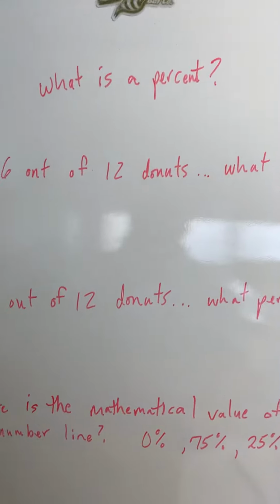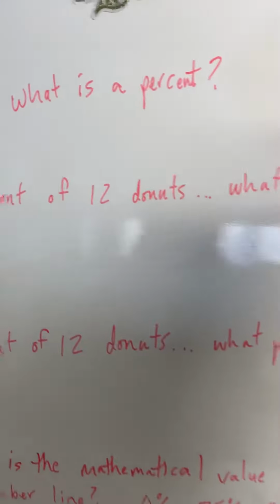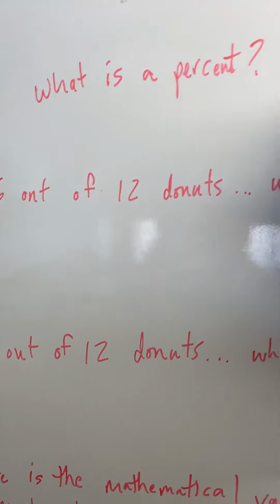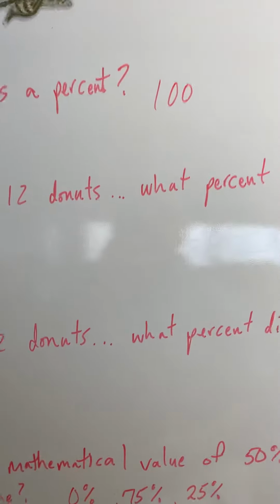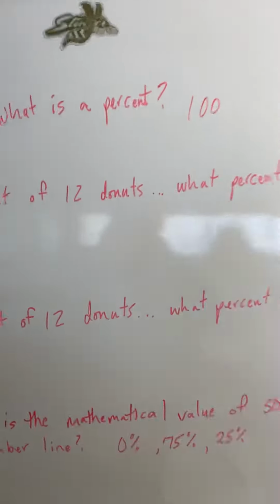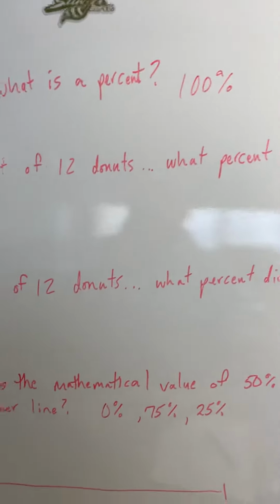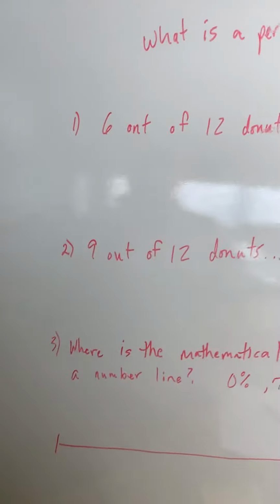What is a percent? A percent is something that is always, always, always viewed out of 100. Okay? It's based on 100. You ever heard of 100%? Okay? And then we'd have a percent symbol behind it. That represents 100%.